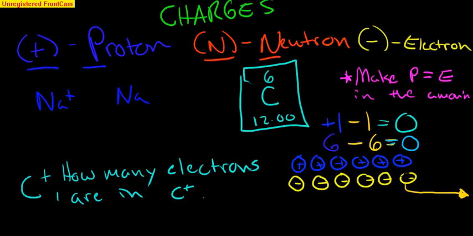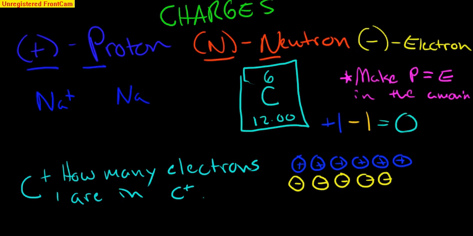So let me try to erase this real quick. All right, so we no longer have this electron, okay? It is gone. It went off to bond with something. I'm not concerned right now what that something is. But now let's count up how many positives and how many negatives we have.